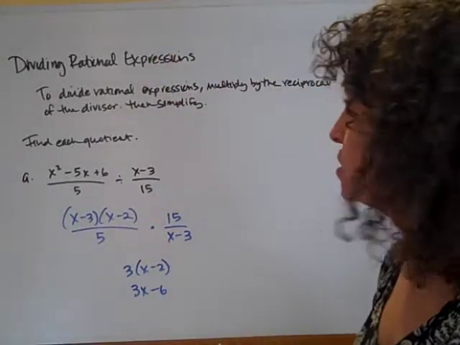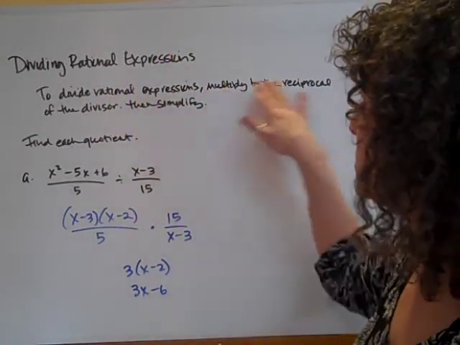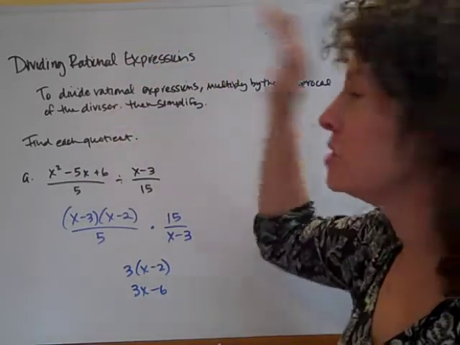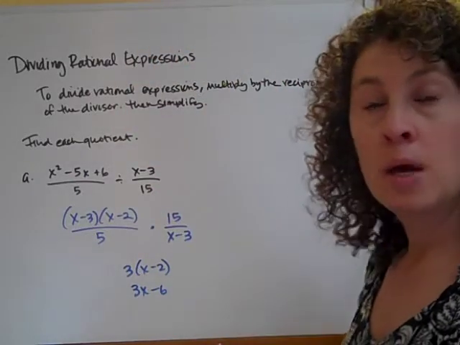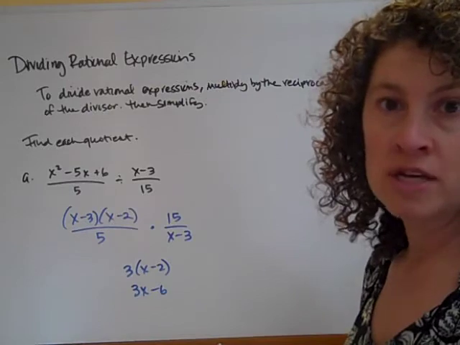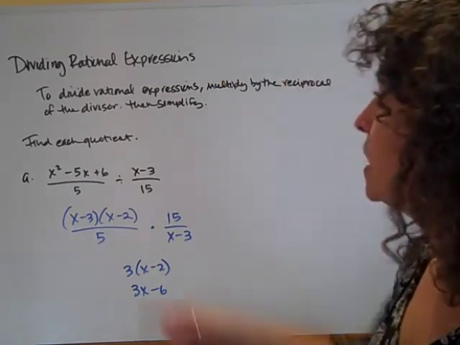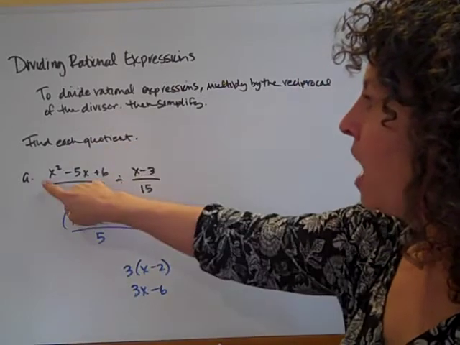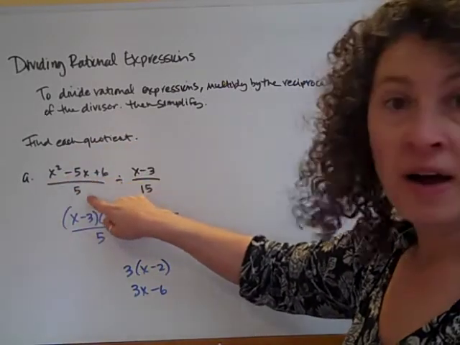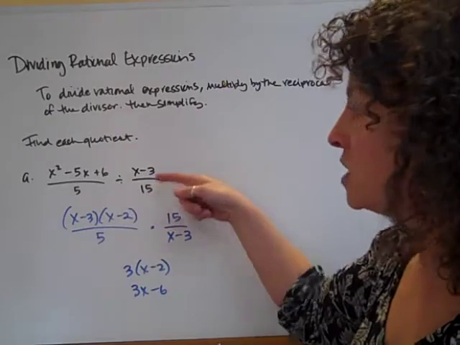Dividing with rational expressions. To divide rational expressions, multiply by the reciprocal of the divisor, then simplify. So again, multiplying and dividing with our rational expressions, since they're fractions, it works exactly the same as fractions do. So I'm going to find each quotient. I have (x squared minus 5x plus 6) over 5, and that's divided by (x minus 3) over 15.